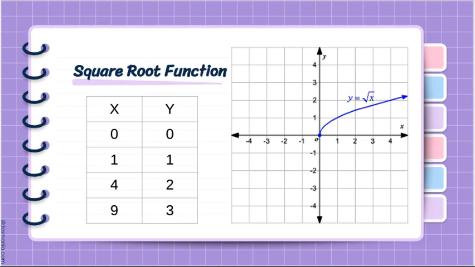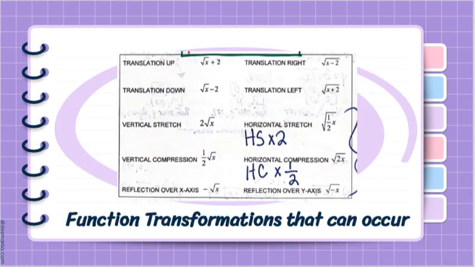You start at the origin, and if there are any transformations, each transformation starts from the origin as well. There are multiple transformations that can occur. For a translation up, it'd be the square root, and then out of the square root, it'd be plus whatever number. Translation down is the square root, and then out of the square root, it's minus whatever number.